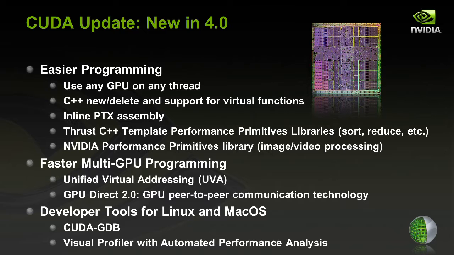And then we've got some other developer tools for those folks out there that are working on Linux and Mac OS. Of course, we've got the CUDA GDB debugger. It's a GDB-based debugger that allows you to do debugging of your applications that are running on the GPU, as well as our visual profiler. And we had introduced some new capabilities, our automated performance analysis tools. It does some automation of analyzing the data to give you feedback on some things that you can do in order to make sure your GPU code is running as fast as possible.